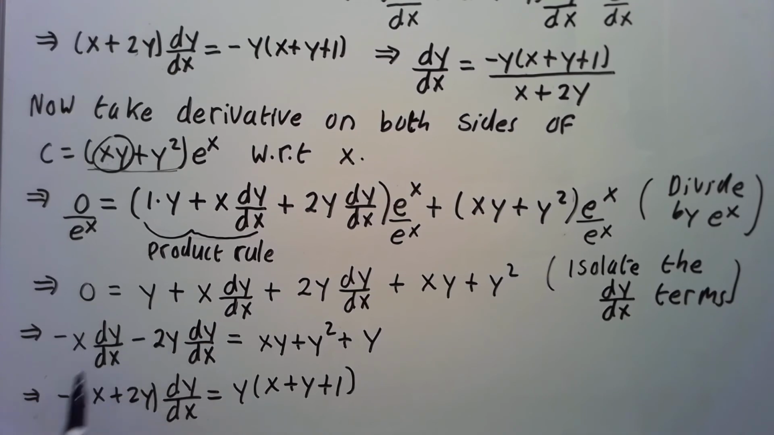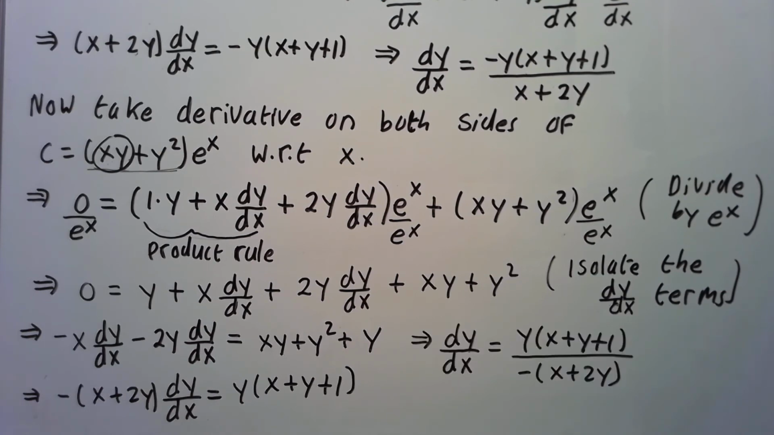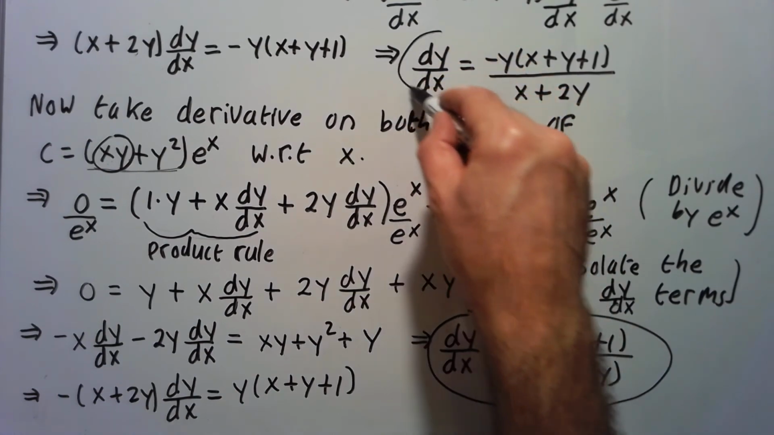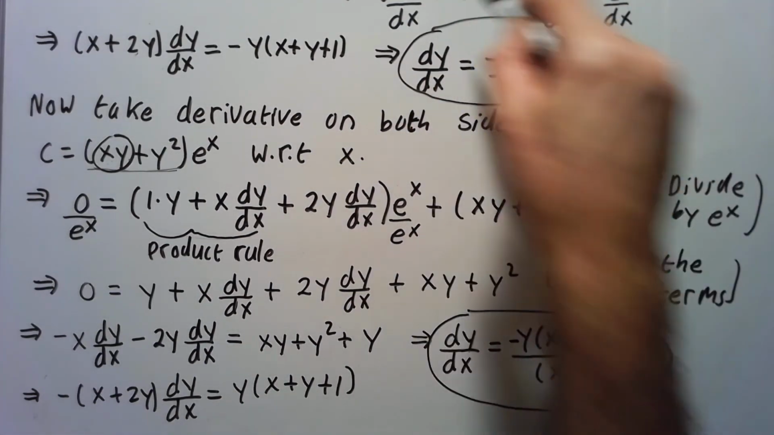I've also pulled the minus sign out, so I got minus x plus 2y dy dx. On this side I pulled a y out also, so I factored it out here. Then I can divide to solve for dy dx, dividing by minus x plus 2y. So we have dy dx equals this here. Now this minus sign down here you can bring up to the top. Then looking at this and comparing it with the one up here, they're the same.